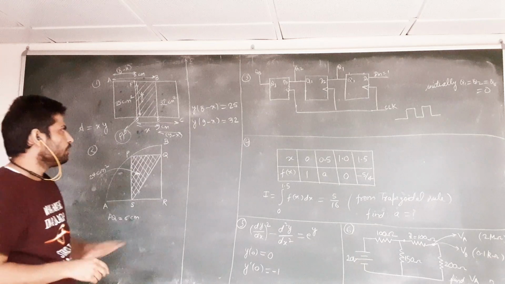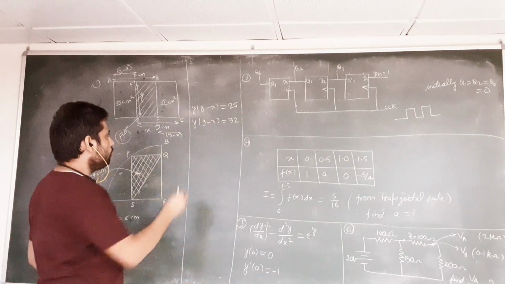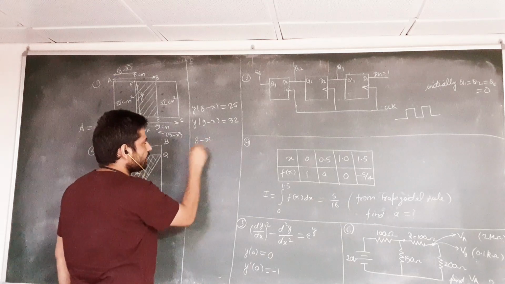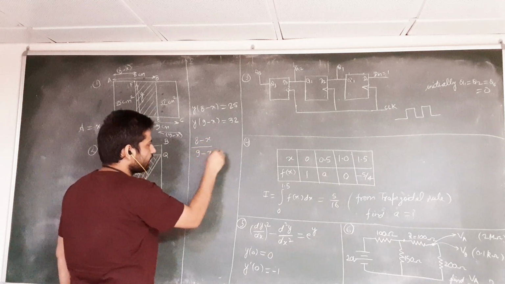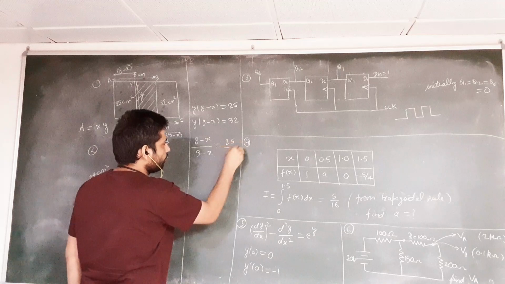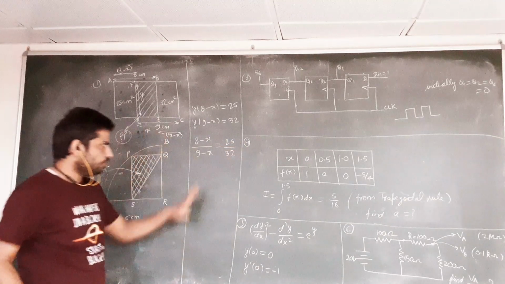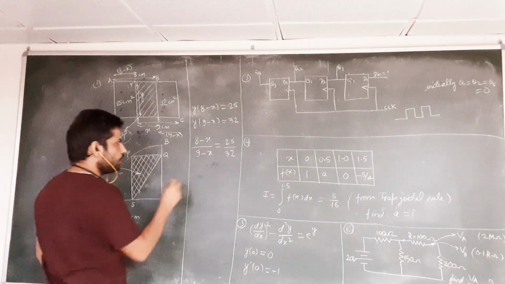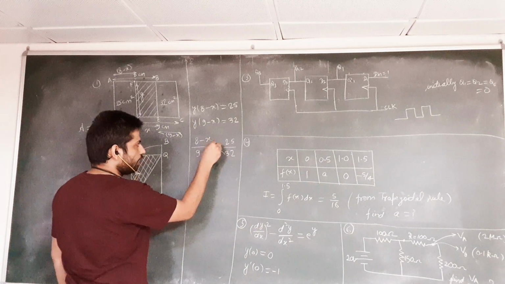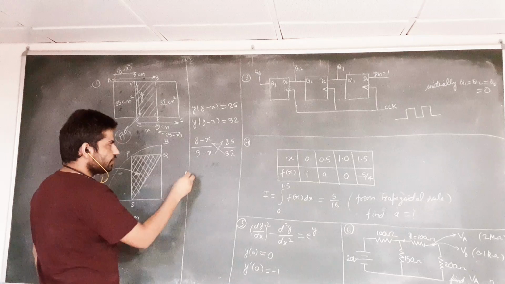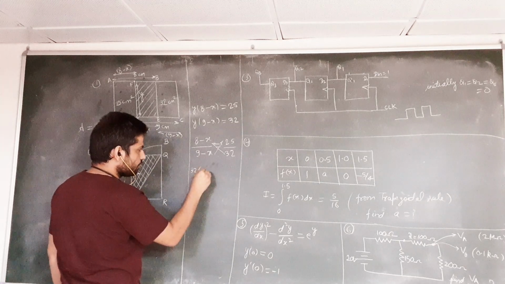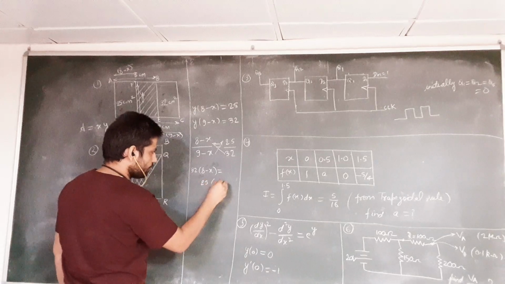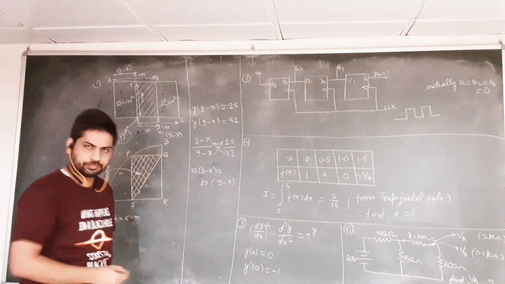So what we can do? We can divide these two, so y will cancel. So this will be (8 minus x) by (9 minus x) equals 25 by 32. And from this we can find the value of x. So 32 will come here and this 25 will go here. So we will have 32 times (8 minus x) equals 25 times (9 minus x).